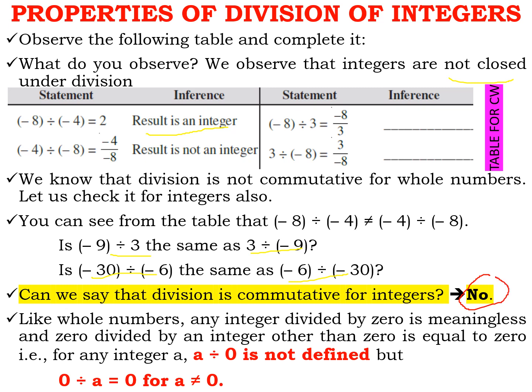No. Like whole numbers, any integer divided by 0 is meaningless and 0 divided by an integer other than 0 is equal to 0. That is, for any integer a, a divided by 0 is not defined, but 0 divided by a is equal to 0 for a not equal to 0.